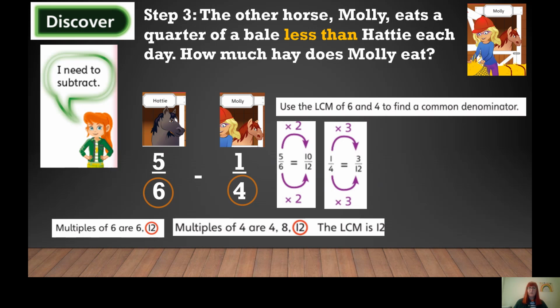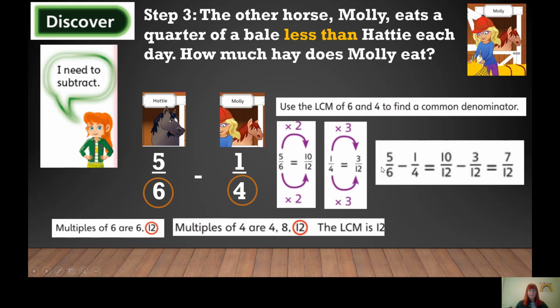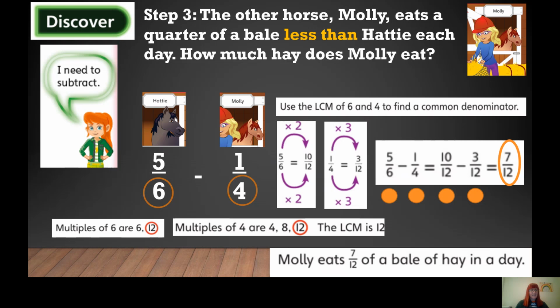Now we can do the maths. Okay, you ready for this? Looks complicated, but it's not. So we've got the original question. 5/6, subtract 1/4. And we have converted to 10/12ths, take away 3/12ths. And now we can simply subtract the numerators. So we've got 10, take away 3 gives us 7/12ths. So Molly eats 7/12ths of a bale of hay in a day.